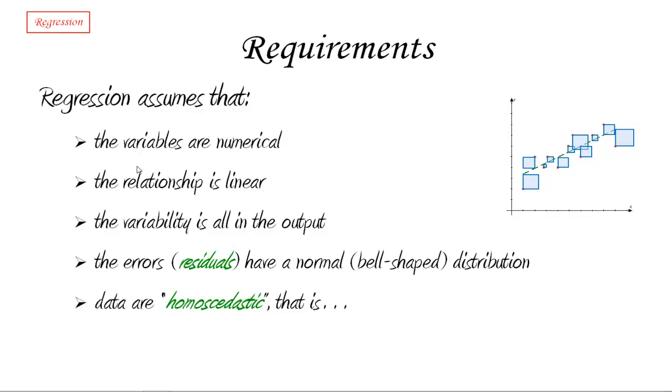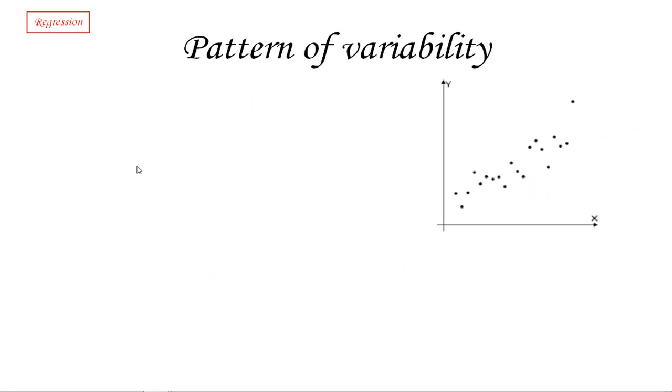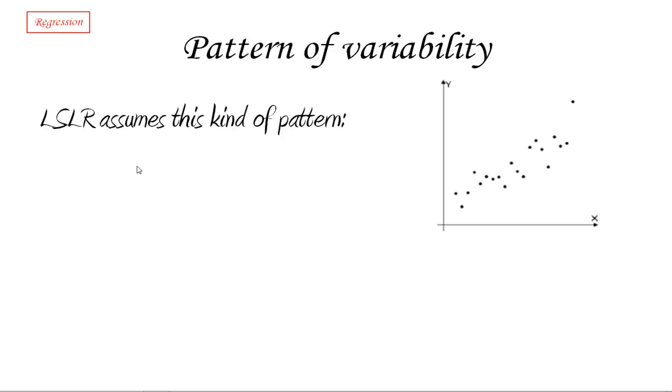Finally, the data have to be homoscedastic, and that is what? What does that mean? Well, let me explain to you what homoscedastic actually means and what impact it has on linear regression. So this concept of homoscedastic actually has to do with the pattern of the variability of the data. What we're looking for is pretty much a pattern of data that has to look like the one you see right now. So the least squares linear regression assumes this kind of pattern that you see.